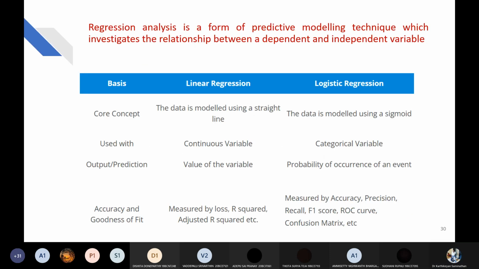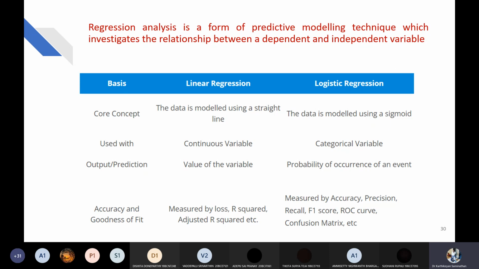Okay, so this is how regression analysis is used. You can see the difference in terms of core concept. In linear regression the data is modeled using a straight line, whereas in logistic regression the data is modeled using a sigmoid. Sigmoid is nothing but a curve. Linear regression is used with continuous values. Logistic regression is used with categorical values. The output or prediction in linear regression is the value of the variable. In logistic regression it is the probability of the occurrence.